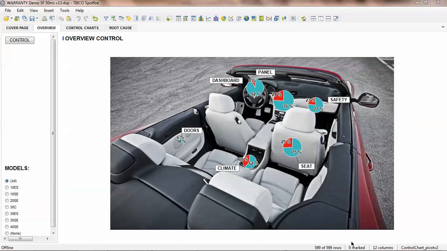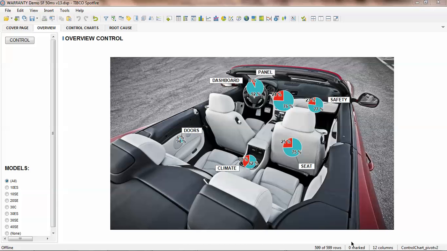Secondly, the demonstration shows why sometimes looking at static dashboards, at static graphs, doesn't always give you the full picture in terms of what's going on. The demonstration set we've used today is based on some car warranty claims, and it's a relatively simple demonstration, but hopefully shows off the power of TIBCO Spotfire in performing root cause analysis.